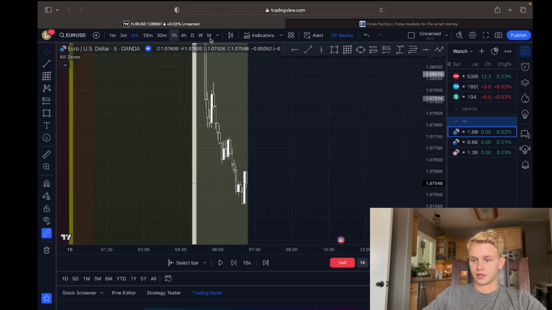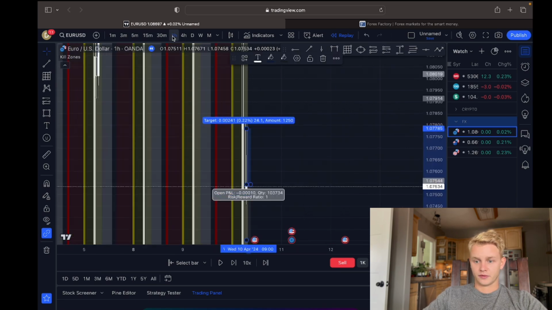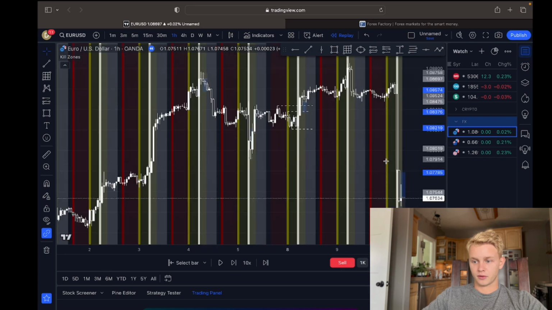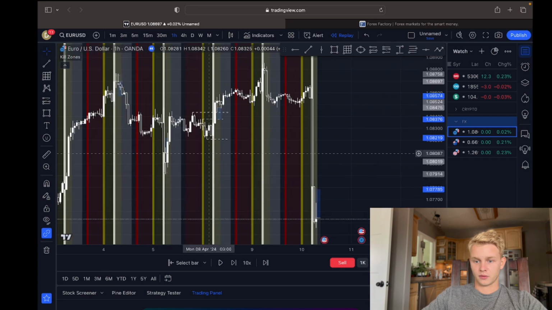Boom, right there, we get the change. I'm gonna take a long position right off here. I'm gonna take a look at the hourly. We might even lose this trade, but that's okay if we do. Not a big deal. We're taking a lot of liquidity, yeah.